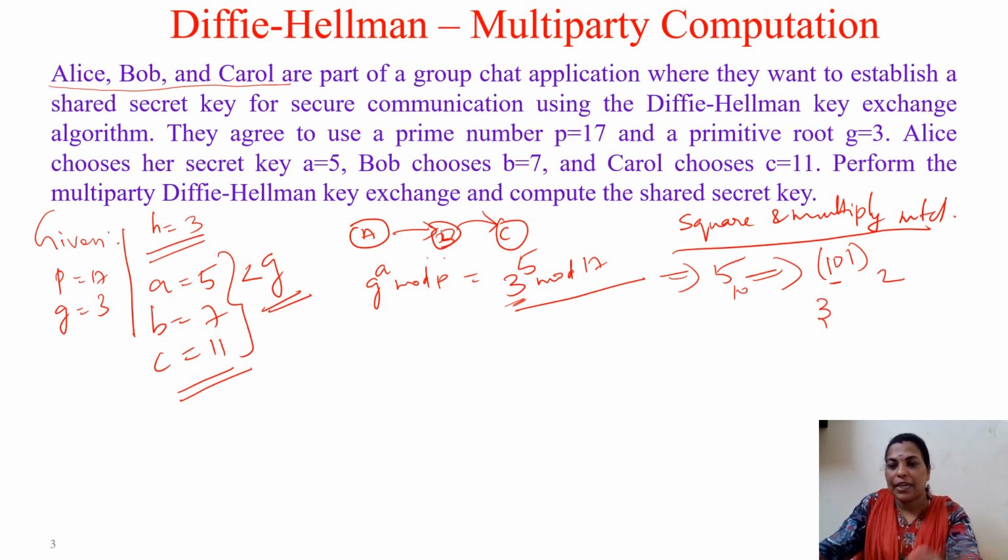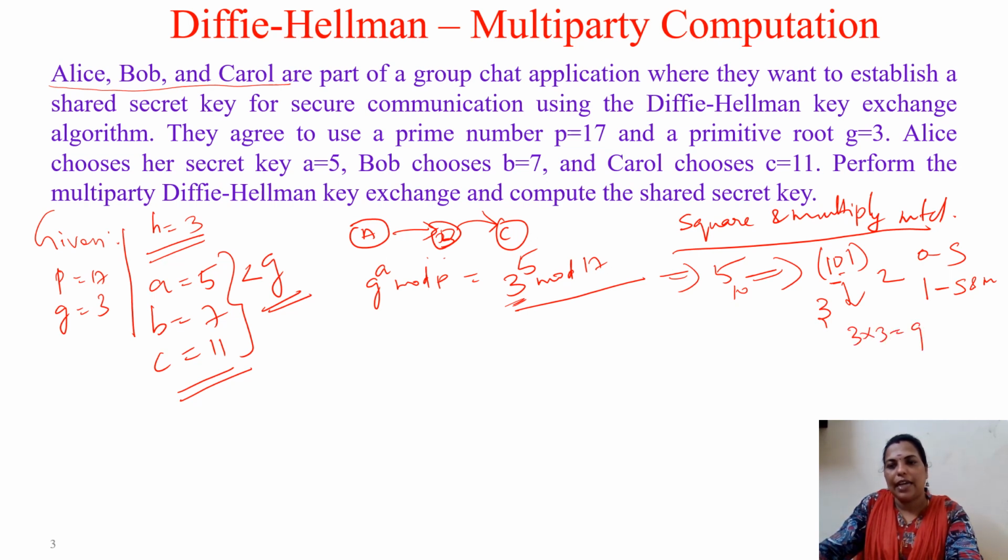Then from the second digit onwards, binary means 2 digits are there, 0 and 1. Suppose if you are getting 0, in that case you have to perform only the square operation. Square alone you have to perform. If 1 is there, you have to perform square and multiply operation. So here 0, so you have to perform square, that is 3 into 3.